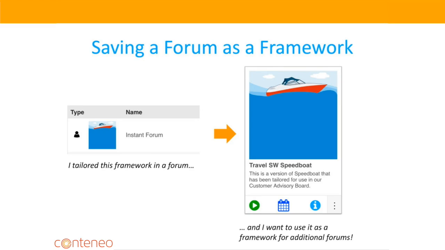For example, let's say that you started with the standard version of Speedboat and you tailored it for your needs in a customer advisory board. Well, then you'd want to take the result of that forum, save it as a framework, and then use that new framework to power all of the forums of your customer advisory board.